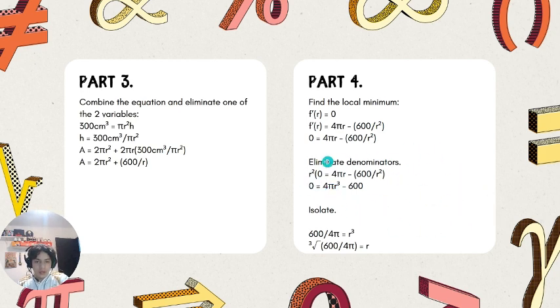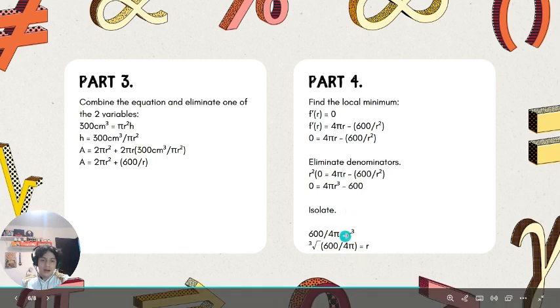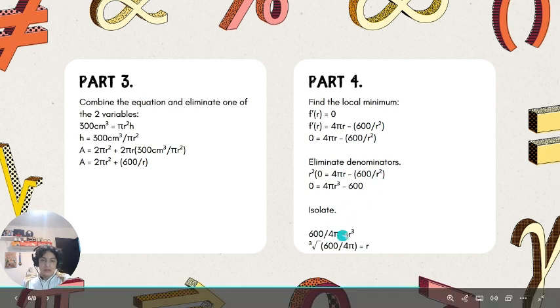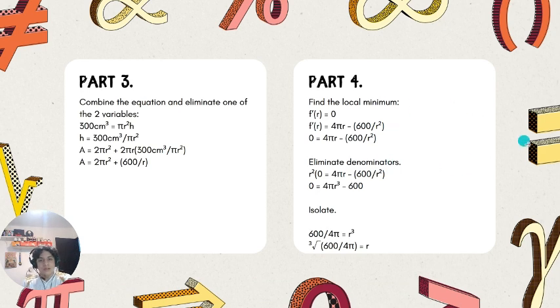And here we eliminate the denominators, and this 0 is equal to 4 pi r cubed minus 600, and then you need to isolate the r, that in this case is 600 over 4 pi is equal to r cubed, and the cube root of this is equal to r. And then the other part of the local minimum is found in part 5.